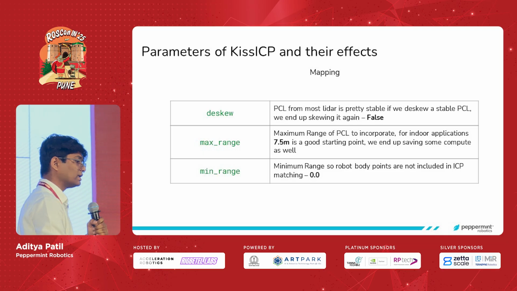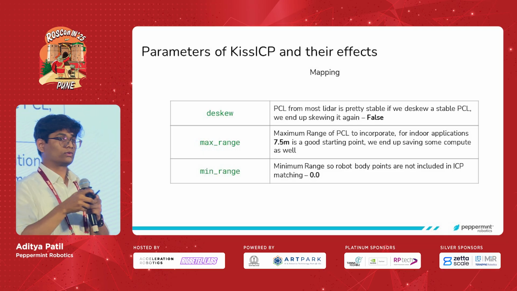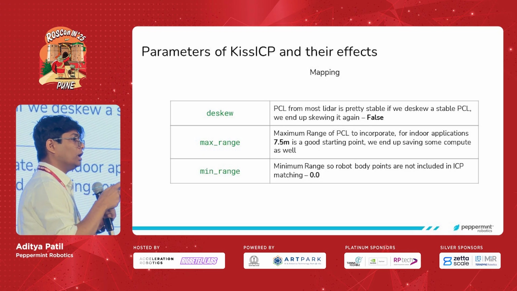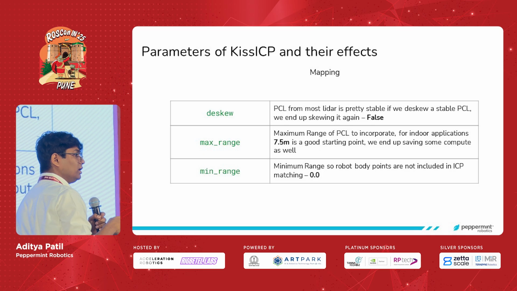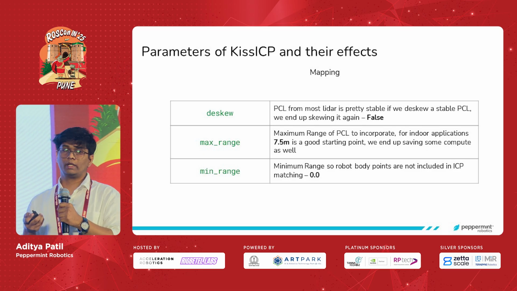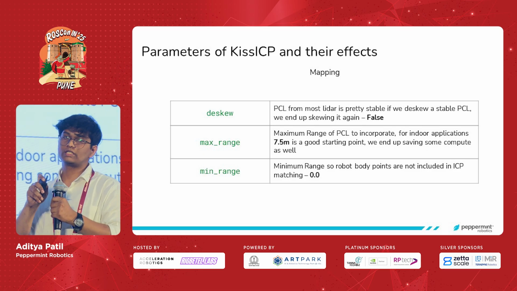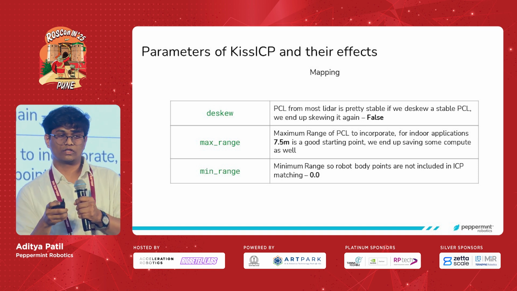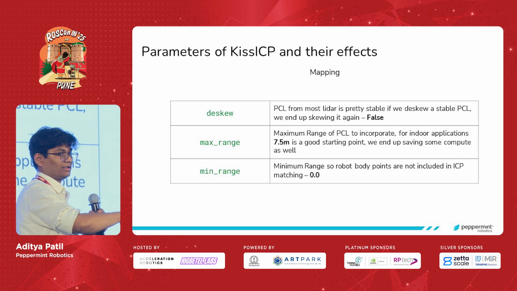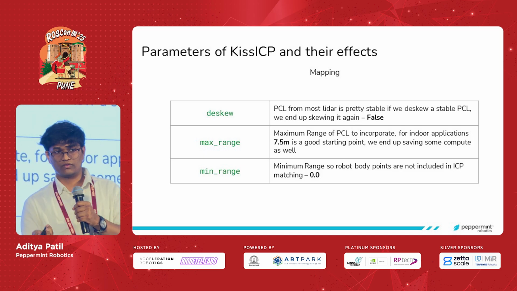The first set of parameters are actually data. So it represents how your data is. If you have a very bad LiDAR, which is not the case nowadays, you tend to deskew it. But you should take care, you should not deskew a good scan, because if you try to deskew a good scan, you will end up skewing it again. So deskewing is the first step.